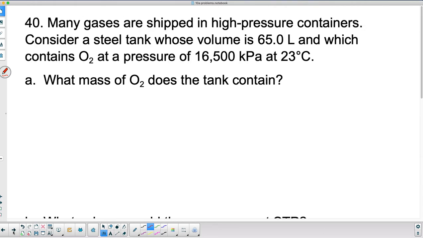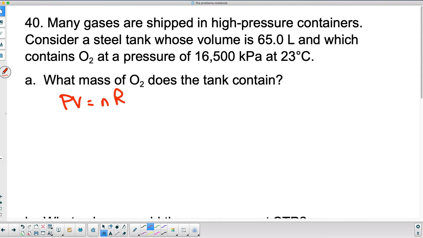Many gases are shipped in high pressure containers. Consider a steel tank whose volume is 65 liters, which contains O2 at a pressure of 16,500 kPa at 23 degrees Celsius. What's the mass of O2? Okay, so there's a couple ways you can do this.